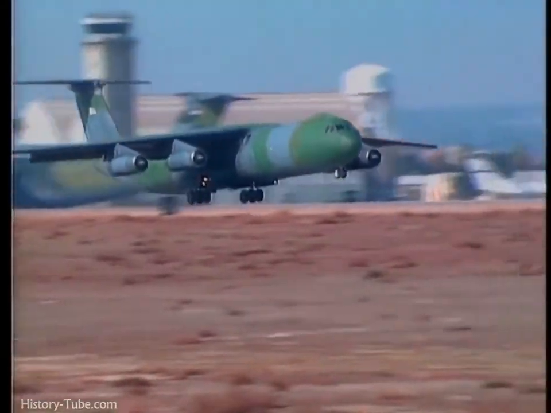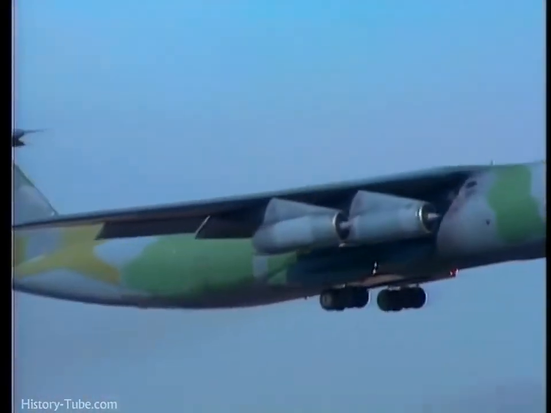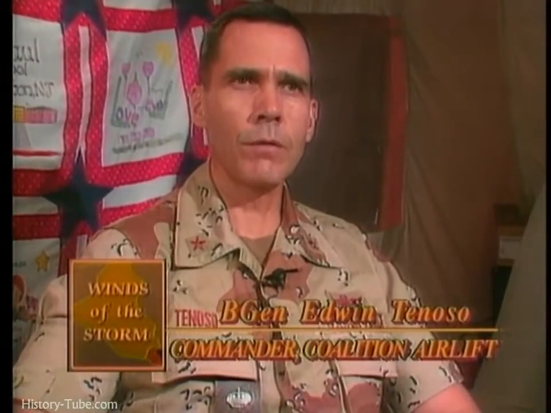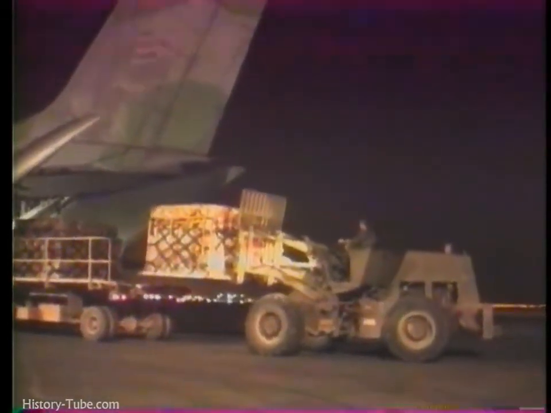Airlift, the hidden part of air power. It was the fastest way to get enough men and material over to defend the Desert Kingdom. Brigadier General Edwin Tenoso commanded the coalition's airlift forces. And then the deployment of the C-5s, C-141s, the KC-135 aircraft, the KC-10s, they all just hauled as much as they could, as fast as they could. Very early on, it was evident that Desert Shield was going to surpass by far the amount of strategic airlift that we'd ever had before.